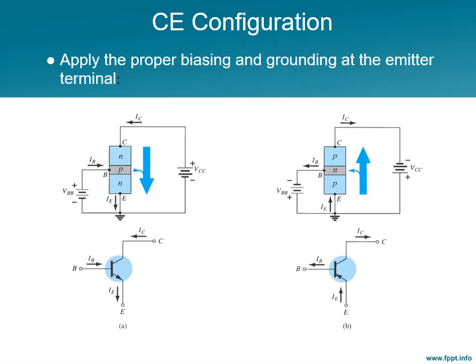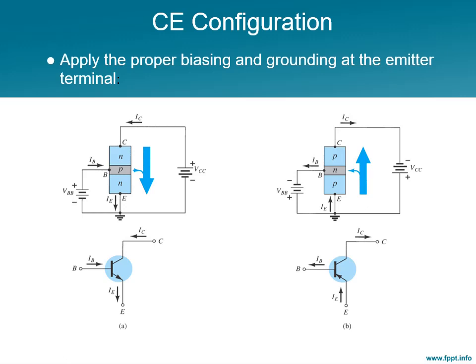A new topic in this chapter, which is Common-Emitter configuration, or we call it CE configuration, will be explained in this video. To get the CE configuration, apply the proper biasing, which are VCC and VBB, and also the grounding at the emitter terminal. As you can see here, the NPN transistor and also PNP transistor are arranged in CE configuration. Can you see the difference between these two transistors?